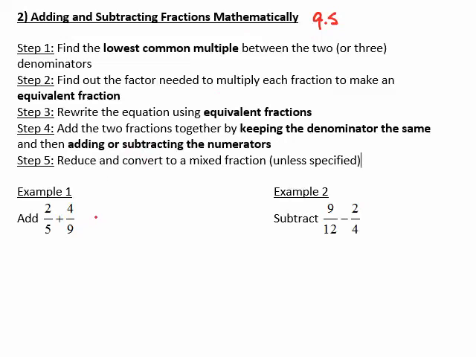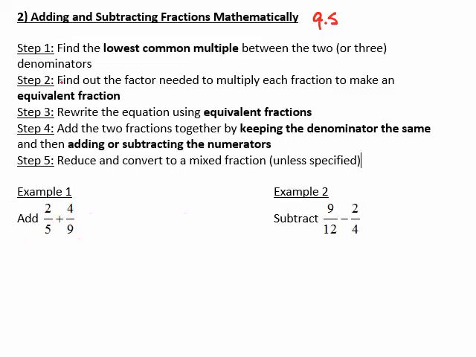So we looked at how to use models for these types of problems, but now we're just going to look at the math and see if we can solve them using the math, which is really what we've been doing already. But now we're just going to be removing the models. So now we'll solve these problems without using the models. So here are two examples: add 2/5 and 4/9, and the subtraction is 9/12 minus 2/4.